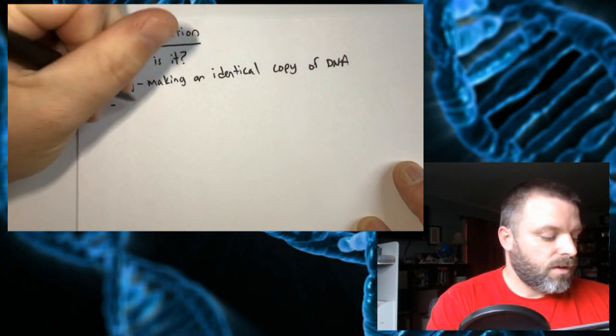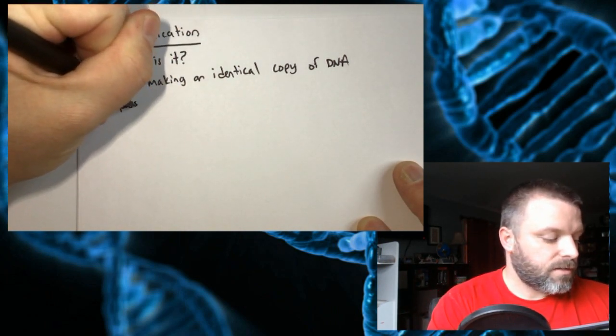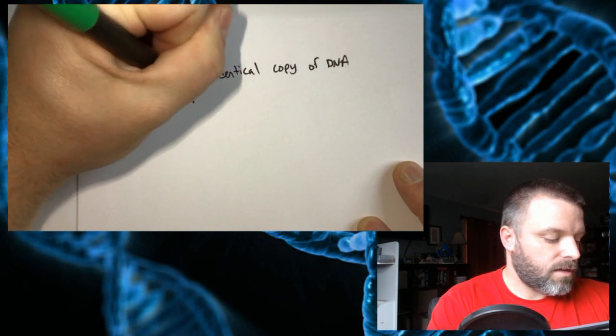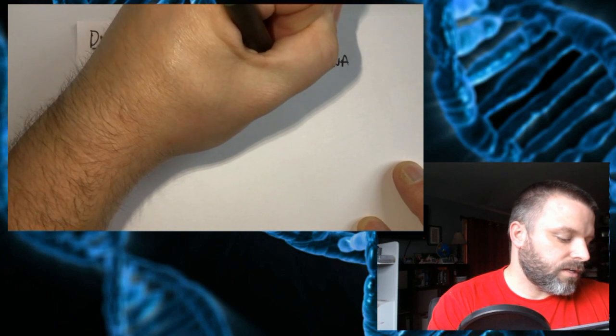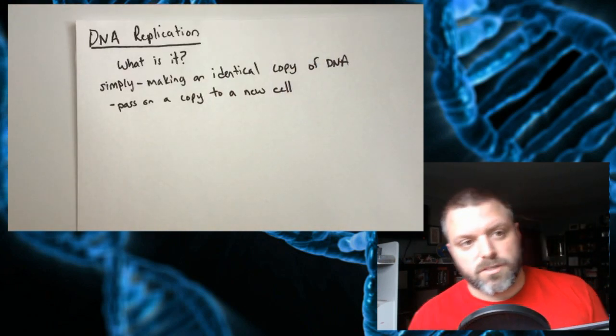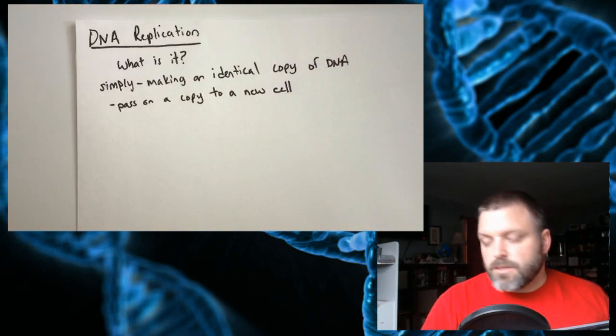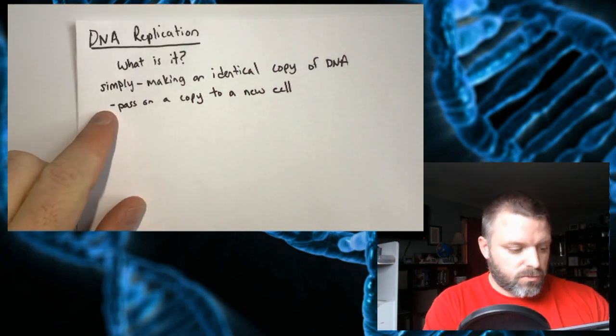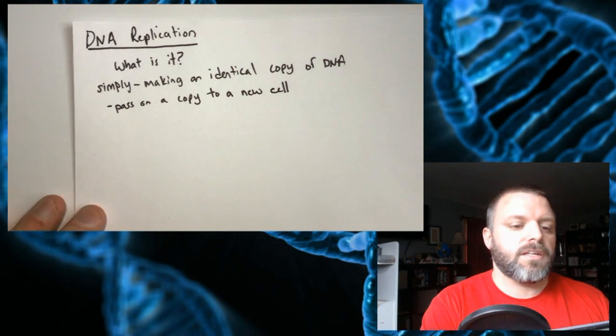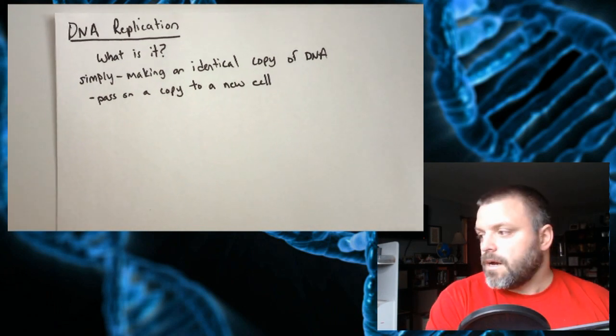Well, it's so it can pass on a copy to a new cell. So this occurs during cell division, mitosis, meiosis, etc. All right, so replicate means to copy. Replication means copying. So simply you're making an identical copy of DNA. When you replicate something, you copy it.